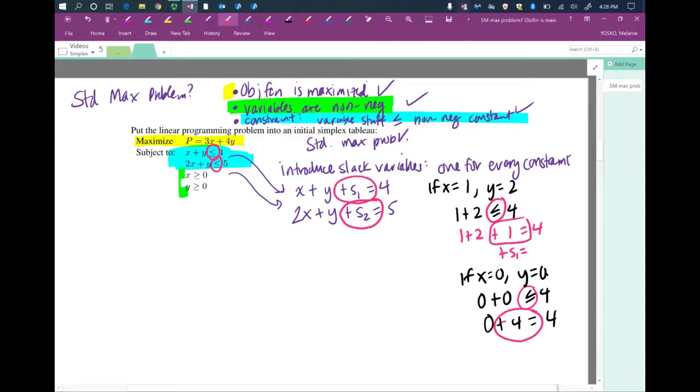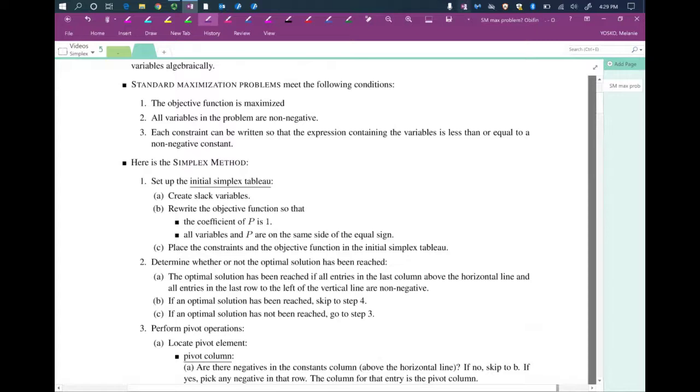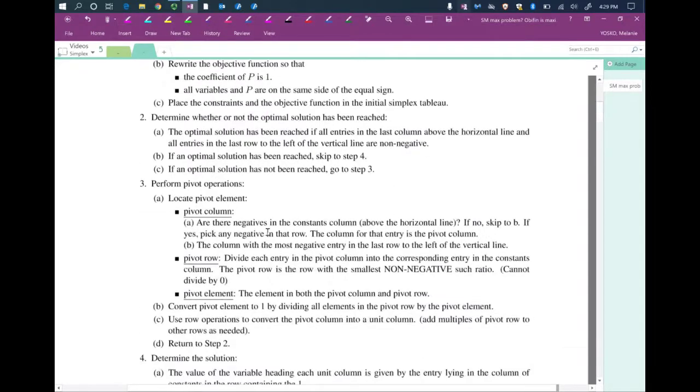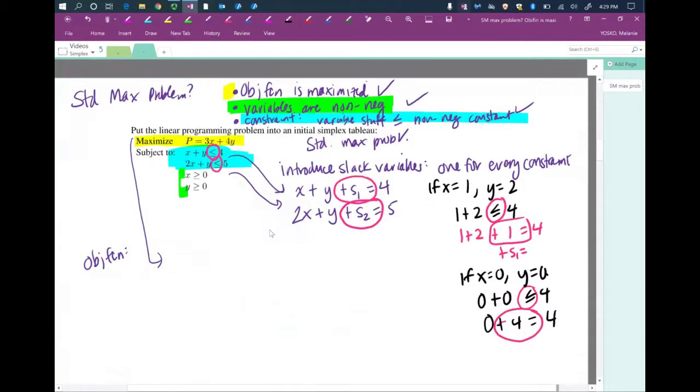Now they're equations, right? Equations go into matrices very nicely. Now we're going to take that objective function. It's going to go at the bottom. The objective function, we're going to rewrite so that all the variables, including P, are on the same side of the equation, and the coefficient of P is 1. So if you go back to your form here, we created slack variables. We're going to rewrite the objective function so that the coefficient of P is 1, and all the other variables are on the same side of the equal sign.